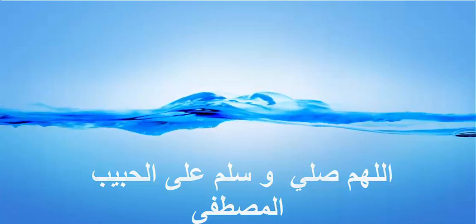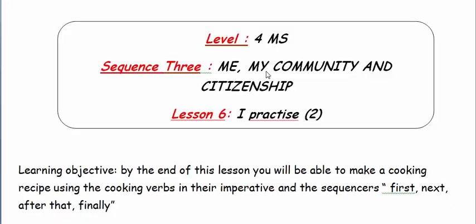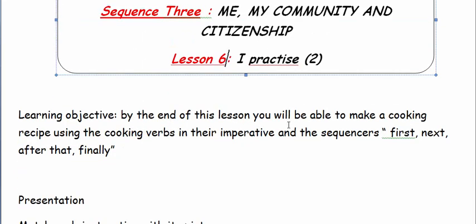Today we are going to carry on with our lessons of sequence 3, always with the 4MS. This will be lesson 6, I practice, in which we are going to do some activities, some tasks from your own book. What is the learning objective of this lesson? By the end of this lesson, you will be able to make a cooking recipe using the cooking verbs in their imperative and the sequencers first, next, after that, and finally.